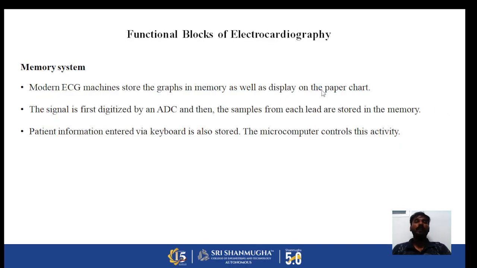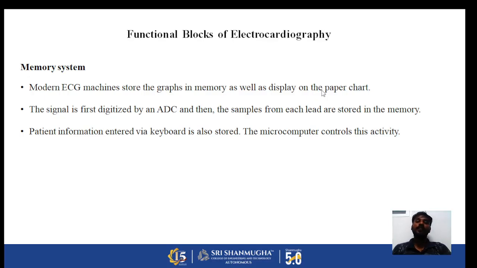Memory system. We already know that with the help of this ADC, we can convert an analog signal into a digital signal with the help of this analog to digital converter, and then it is stored in a memory system. A memory system is where a modern ECG machine stores the graphs in memory as well as displaying them on the paper chart. If we want to convert back into an analog signal, we need to use a digital to analog converter.